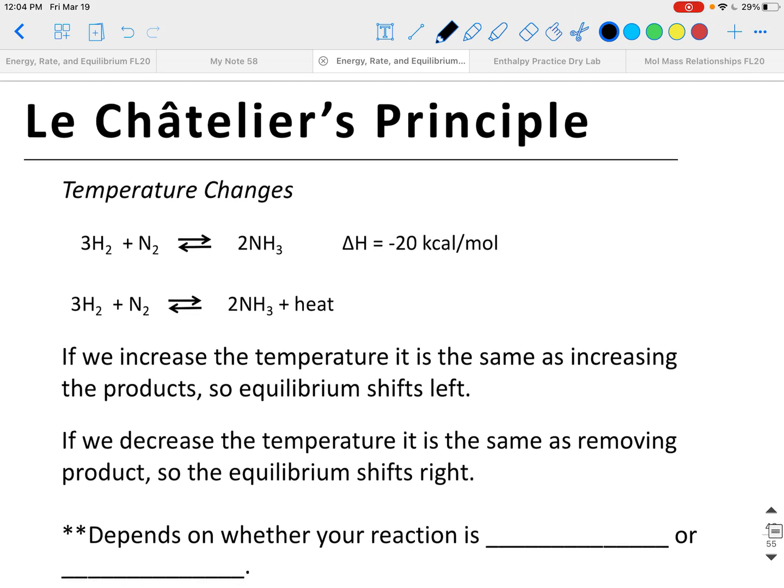Again, if I just lost you, rewind it, listen to it again, read through this section of your textbook, or shoot me an email. Write down that question. Okay, how do temperature changes affect equilibrium?